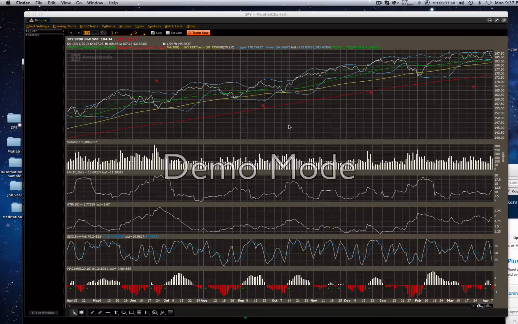Okay, today is Monday, April the 7th, 2014, and in front of me I have the SPY daily chart that I brought up in profit charts. As you can see, it's been quite a year, 2013 and going into 2014. We have tested the 100-day moving average 4 times.